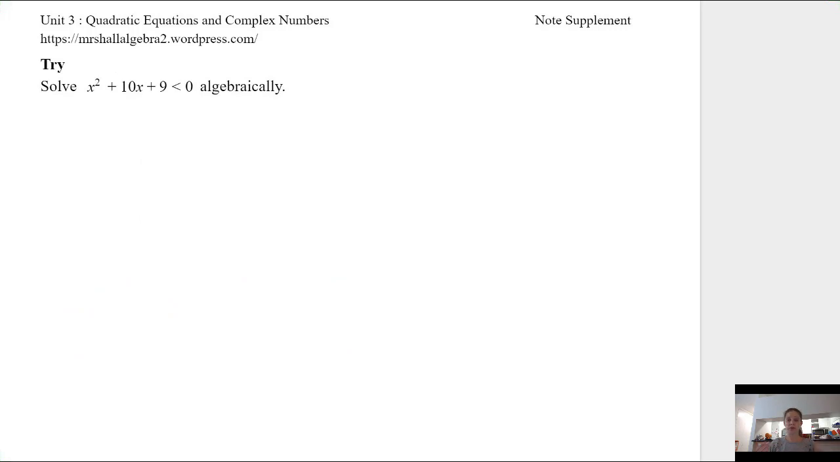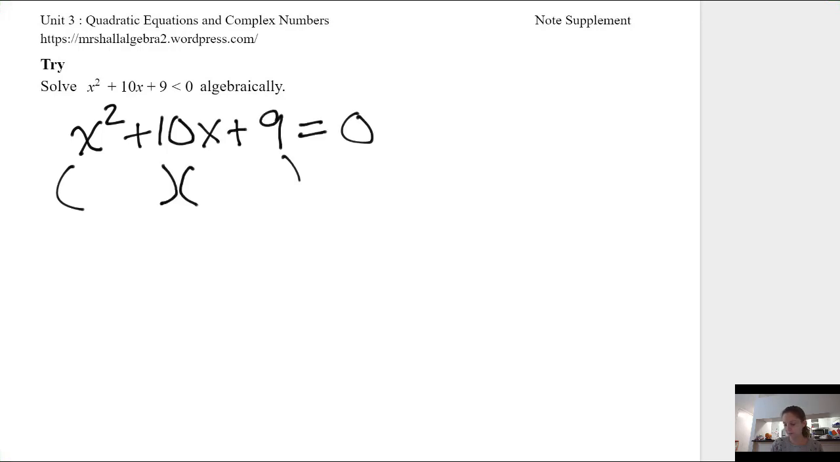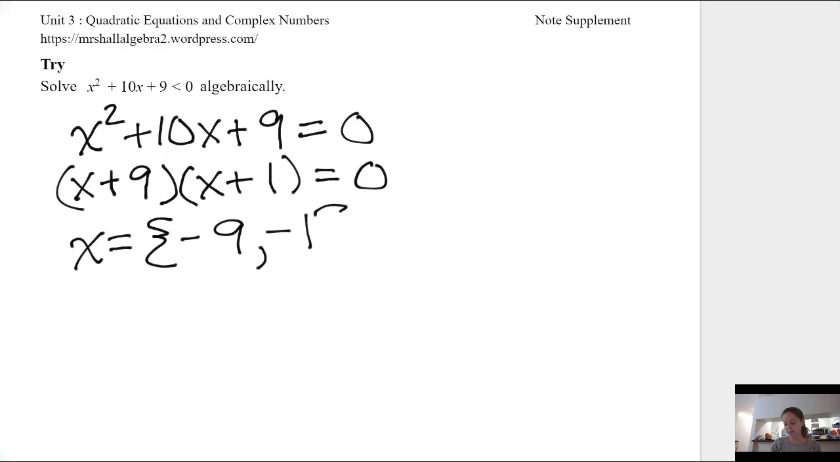Great, let's go through the 3 steps. First, identify the boundary points by setting the inequality to an equal sign. x squared plus 10x plus 9 equals 0. This factors to x plus 9 times x plus 1. My boundary points therefore are -9 and -1.